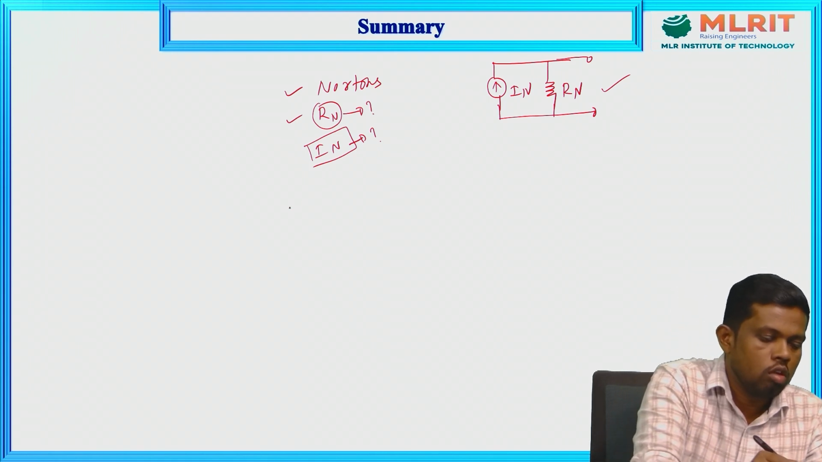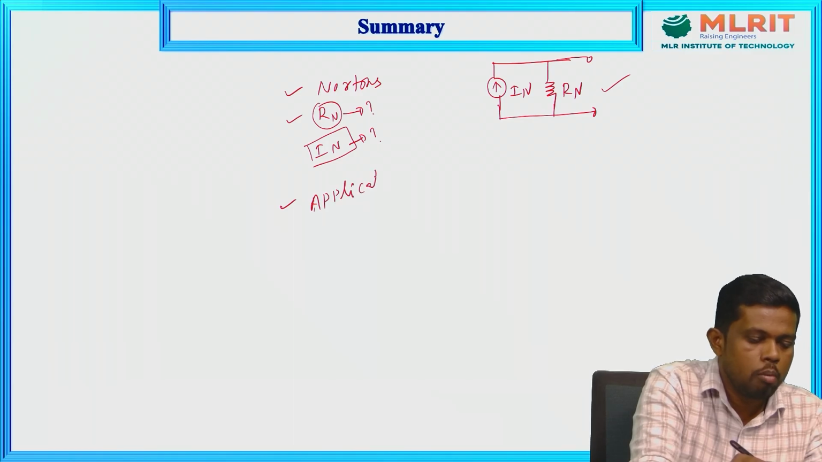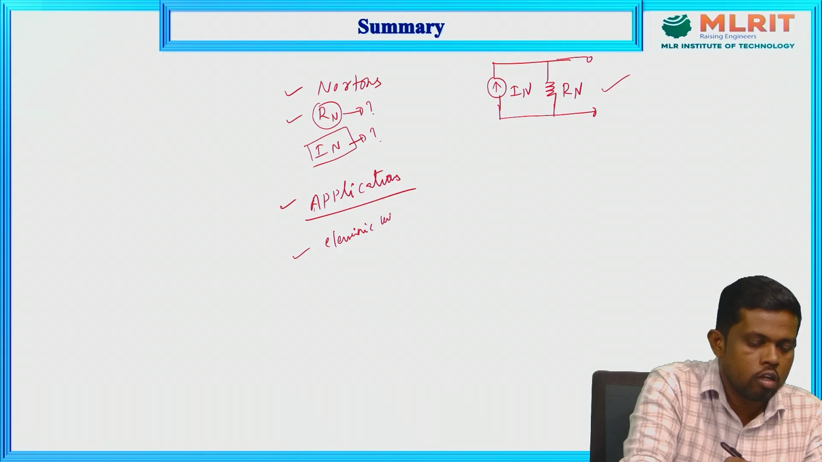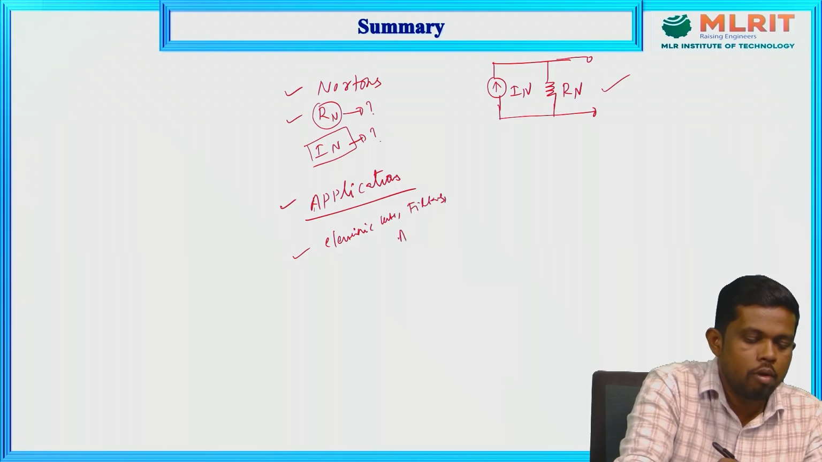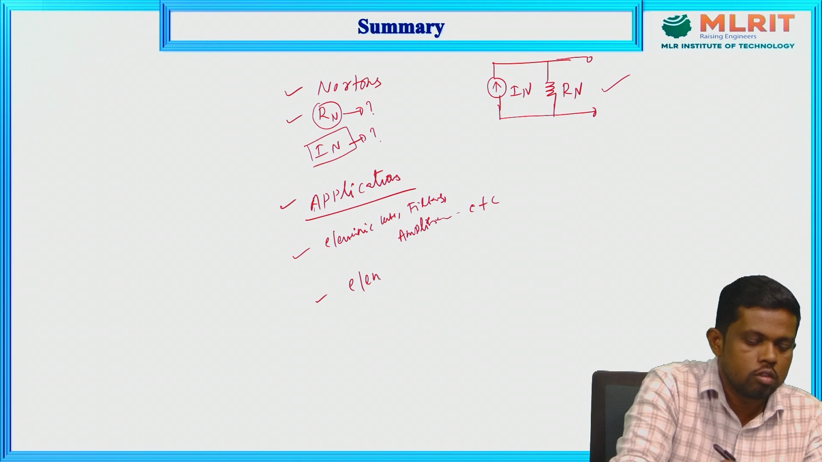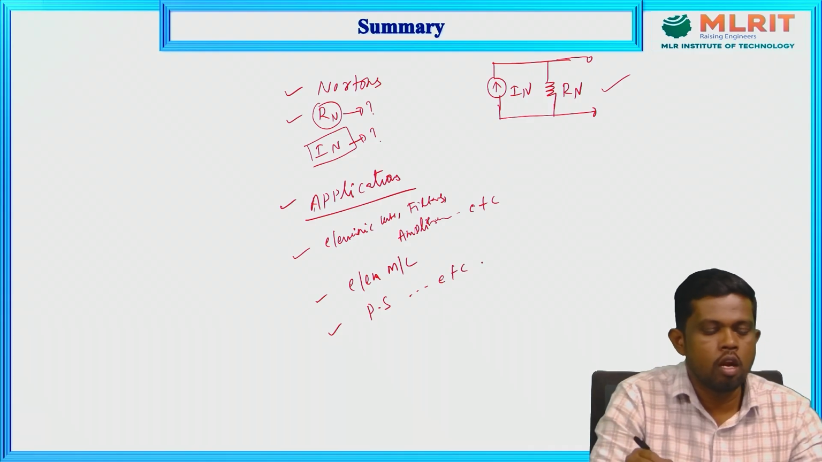The last thing is the applications of Norton's theorem. By using Norton's theorem, we can design electronic circuits like filters, amplifiers, etc. This is one application, and it is also used in electrical machines and in electrical power systems. So there are many applications for Norton's theorem.